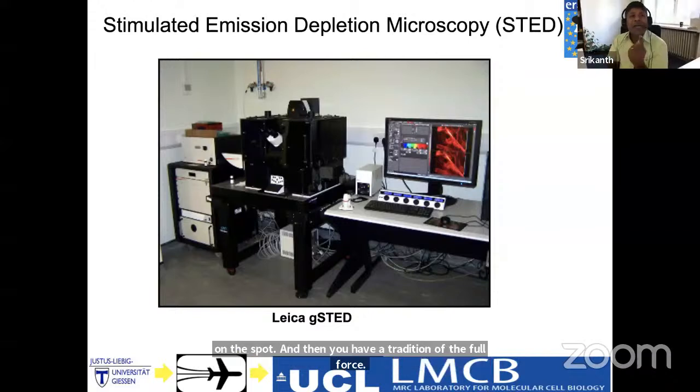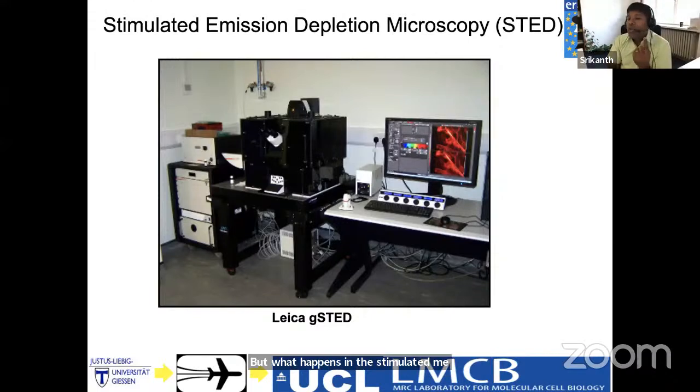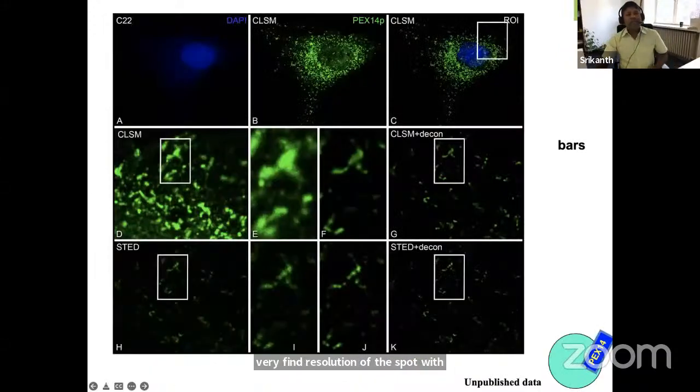But what happens in stimulated emission depletion microscopy is that as soon as the spot excites the fluorophores, the electrons in the surrounding area are depleted. So only the fluorophores on the spot will be detected by the detector, so that you get a very fine resolution of the spot. You can see an example here.